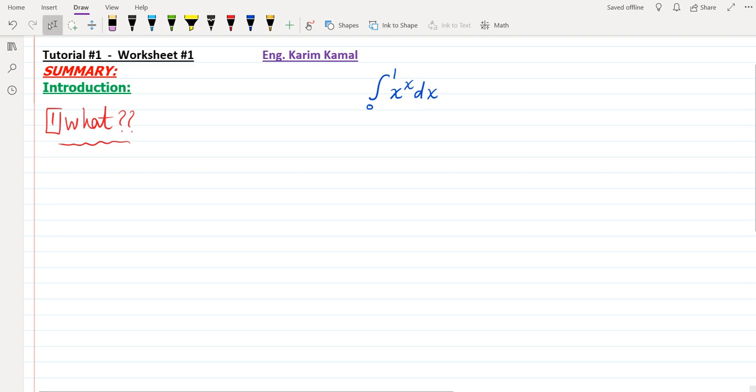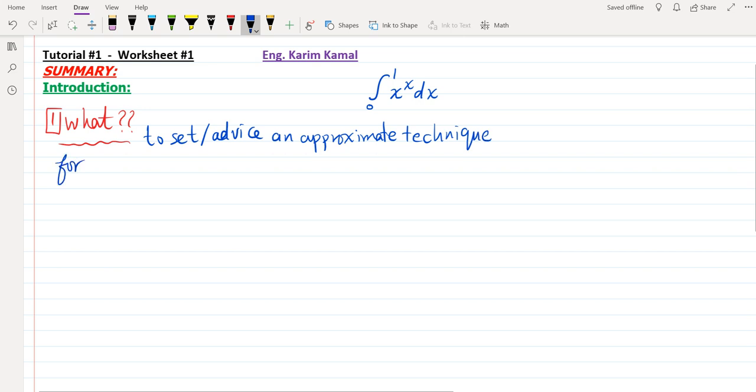So here we have to set all advice and approximate technique for each calculus operations like before. Integration you already discussed before, but the above integral you cannot evaluate it.